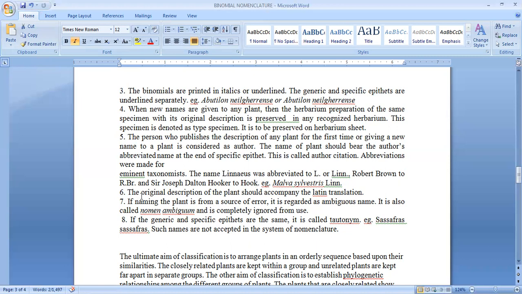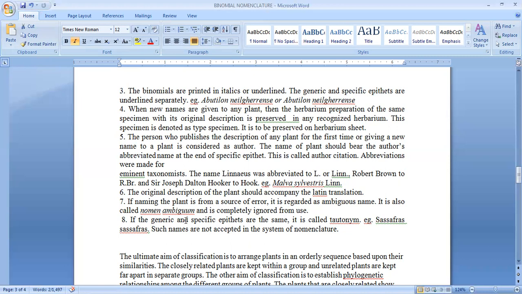Then the original description of the plant should be accompanied by the Latin translation. So this is always used in Latin. Translation should always be there. If the naming of the plant comes from a source of error, it is regarded as an ambiguous name. So it is also called nomenclature ambiguum. Then it is completely ignored and not used.